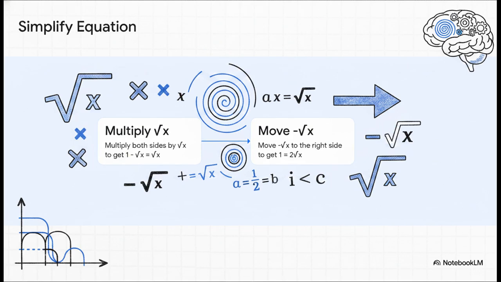Now we're just doing some basic housekeeping. Let's flatten this whole thing out by multiplying both sides by the square root of x, which gets rid of our denominator. Then we just group our matching terms together.